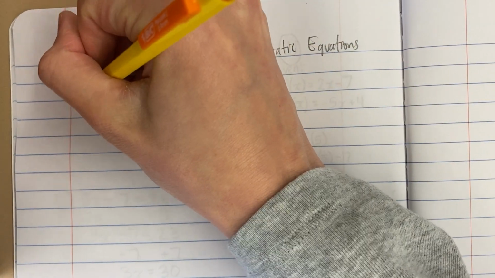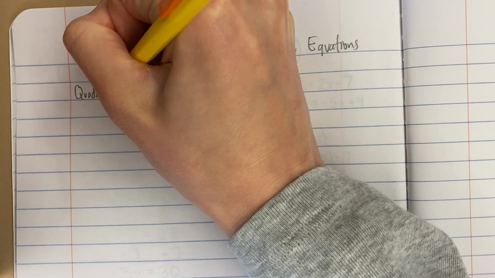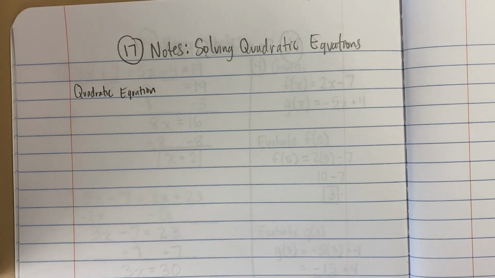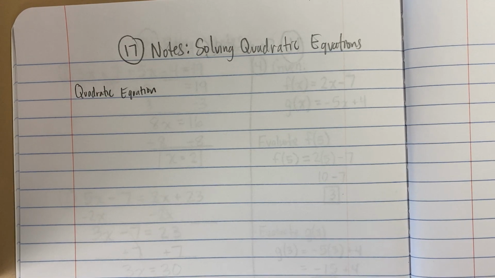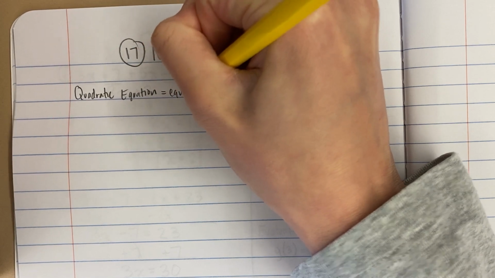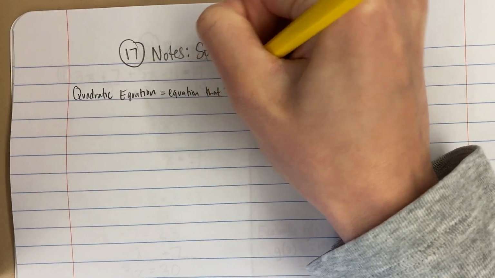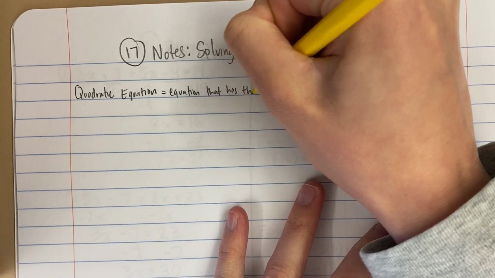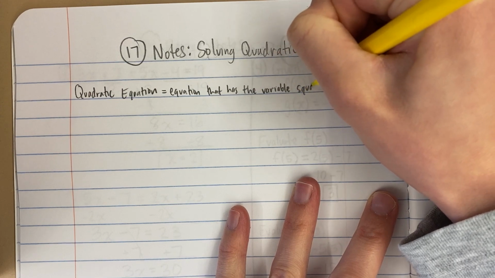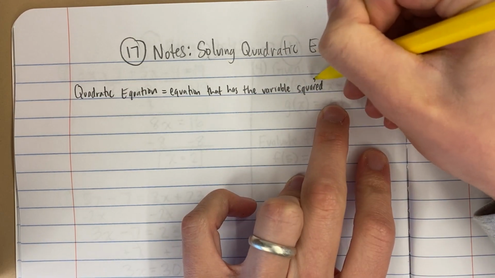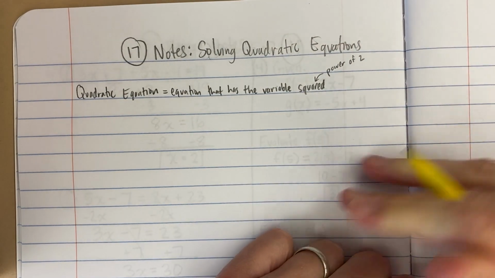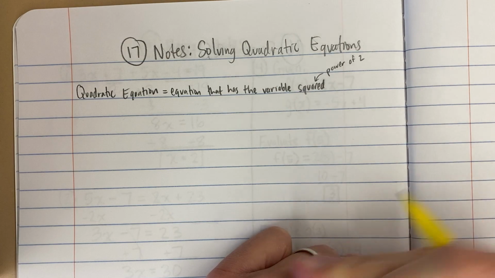Okay, so the first thing you're probably wondering is, what is a quadratic equation? If we're going to be solving them, we've got to know what they are. So what's a quadratic equation? It's an equation that has the variable squared. What does squared mean? To the power of 2. So in every equation we see, the variable is going to be taken to the power of 2.